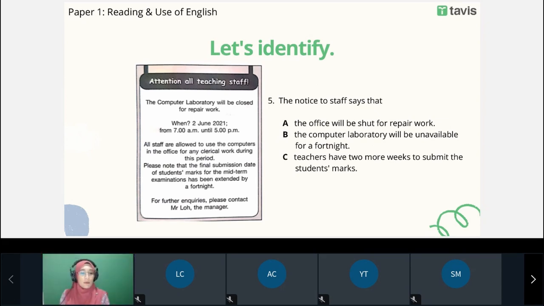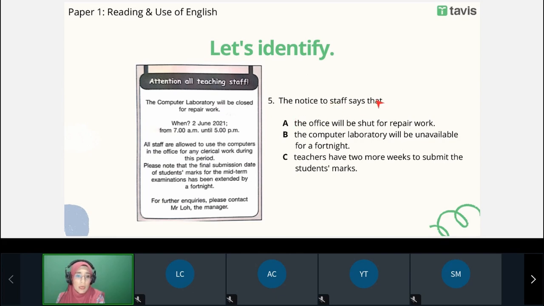Okay. So what do you think the information, or the notice, is about? Don't take too much time on your reading, please. What do you think it's about? It's about the computer lab will be closed for repair work. Okay, that's all that you need to know. So the computer lab will be closed for repair work. Now we move on to the question.